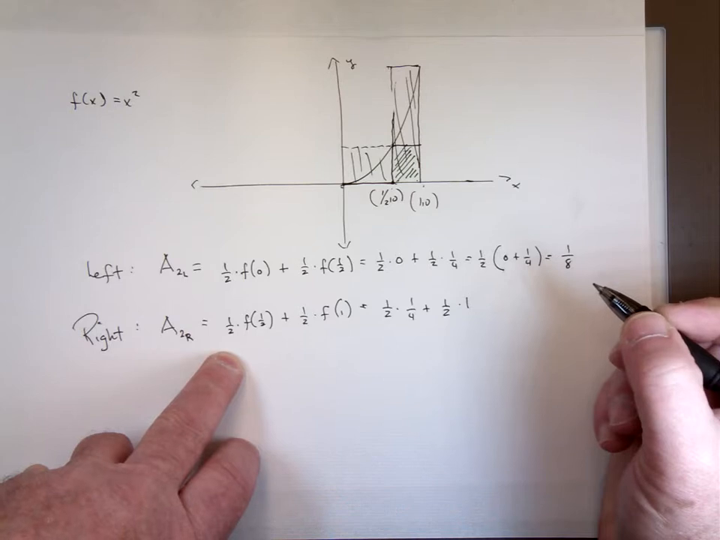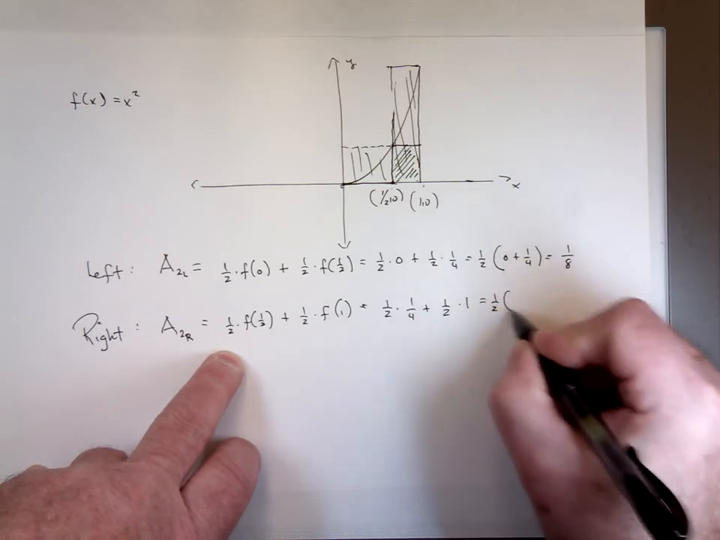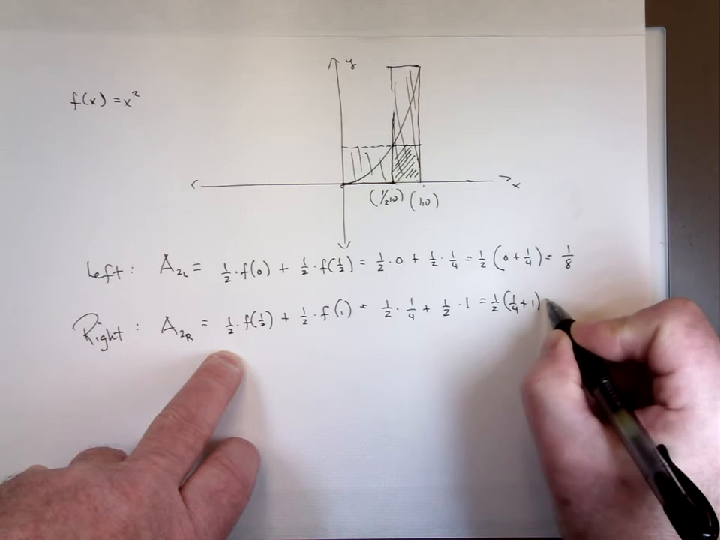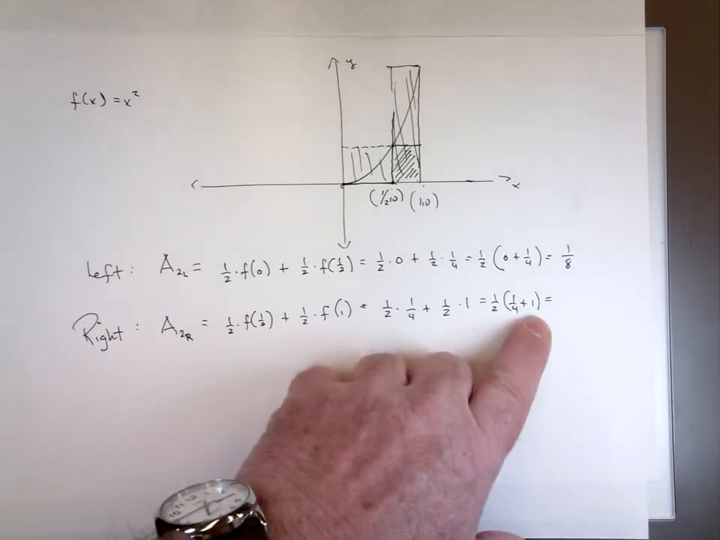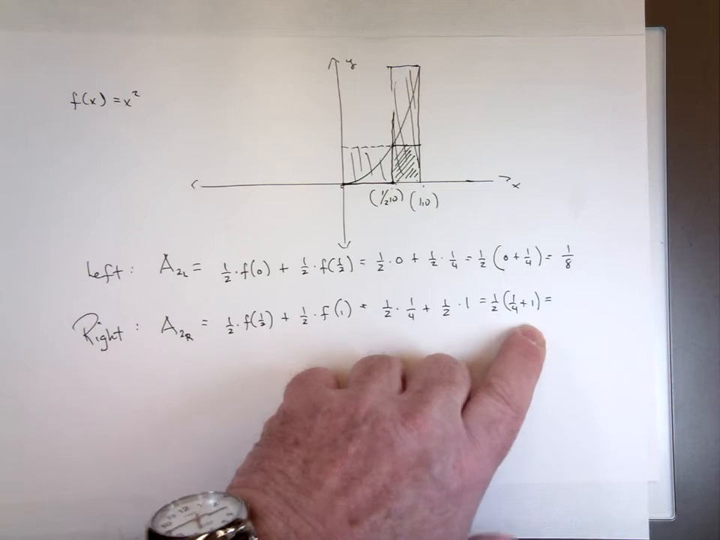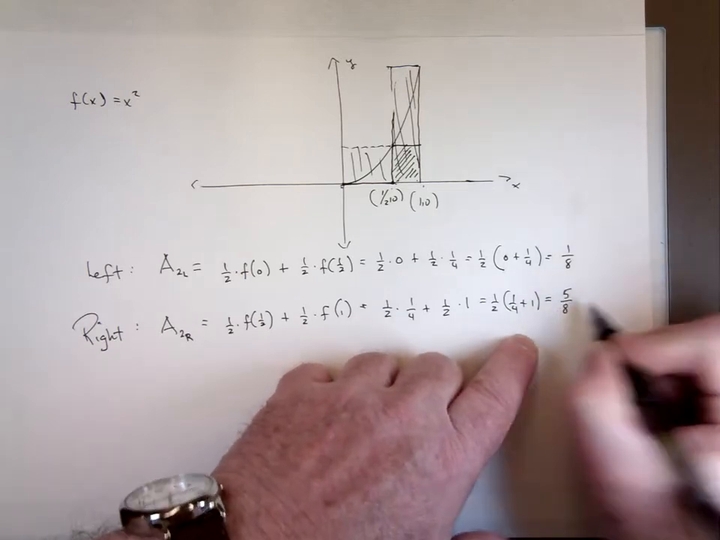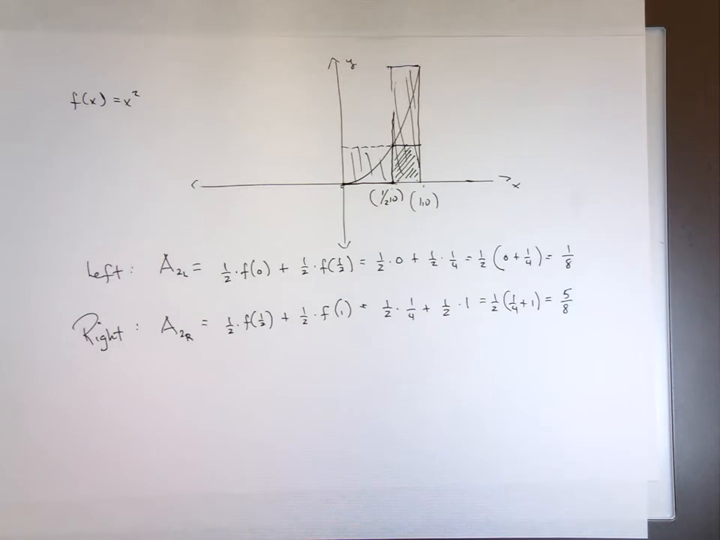I'm going to factor out a half. You get 1/4 plus 1, and that's equal to 5/4 times 1/2, which is 5/8. Is that area too big, just right, too small? Too big. The actual area is somewhere in between. We could get a pretty decent approximation by taking the average of these two, in effect making a trapezoid out of this. There's something called the trapezoidal rule, which is fairly accurate for approximating areas under curves. Numeric integration is what it's called.